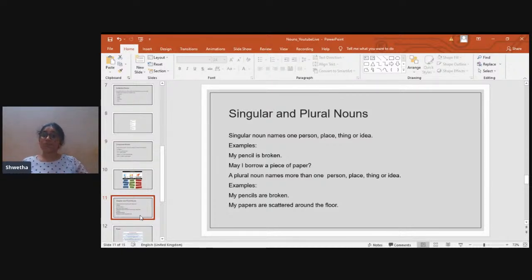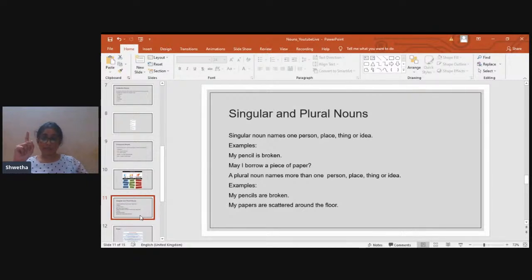Okay. Now let us go on to the next type, which is singular and plural nouns. What is singular and plural? Singular and plural are very simple things. Singular means one. Plural means many, right? A singular noun means one person, place, thing or idea. My pencil is broken. May I borrow a piece of paper? May I borrow a pen?